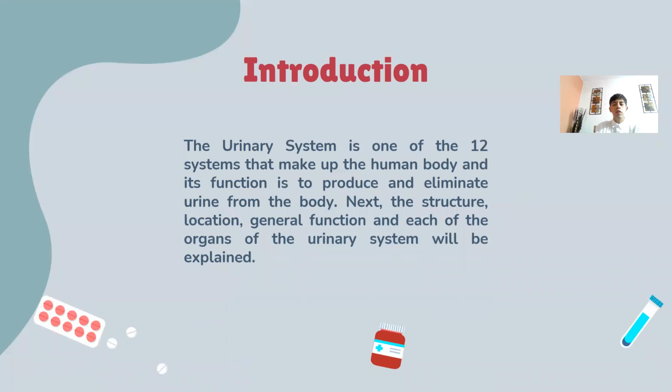Well, the urinary system is one of the 12 systems that make up the human body, and its function is to produce and eliminate urine from the body. Next, the structure, location, general function, and each of the organs of the urinary system will be explained.